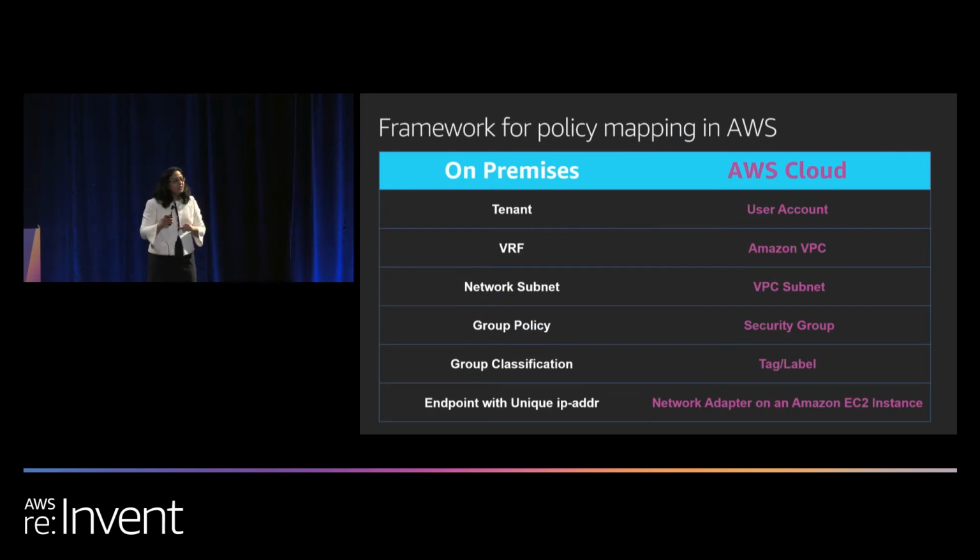This is the framework for you to think about in terms of how you can map policies between your on-prem data centers and the cloud sites. Now, in this framework, the tenant isolation is happening through the user accounts for your AWS environment. Your VRFs in the on-prem data centers get translated into a VPC on AWS. Your network segments become the VPC subnets within the AWS world. Any group policy that you would configure becomes the security group rules.